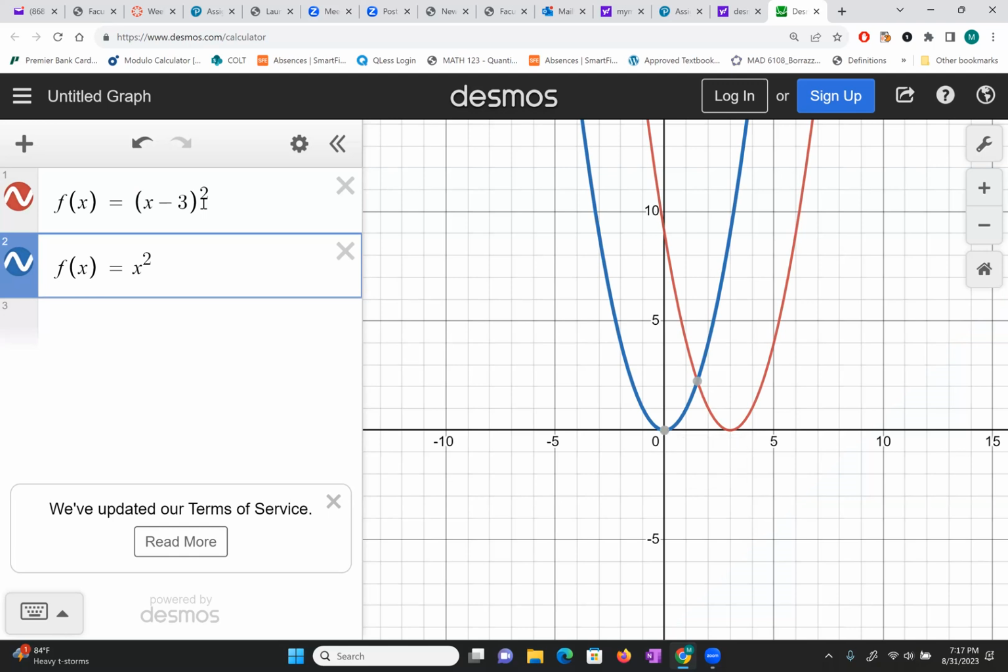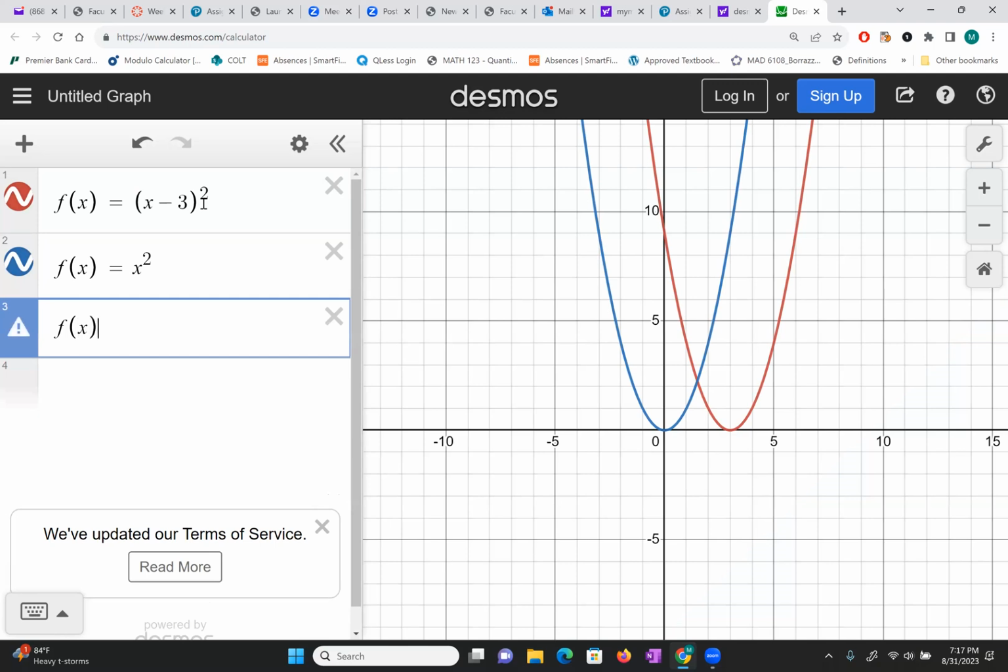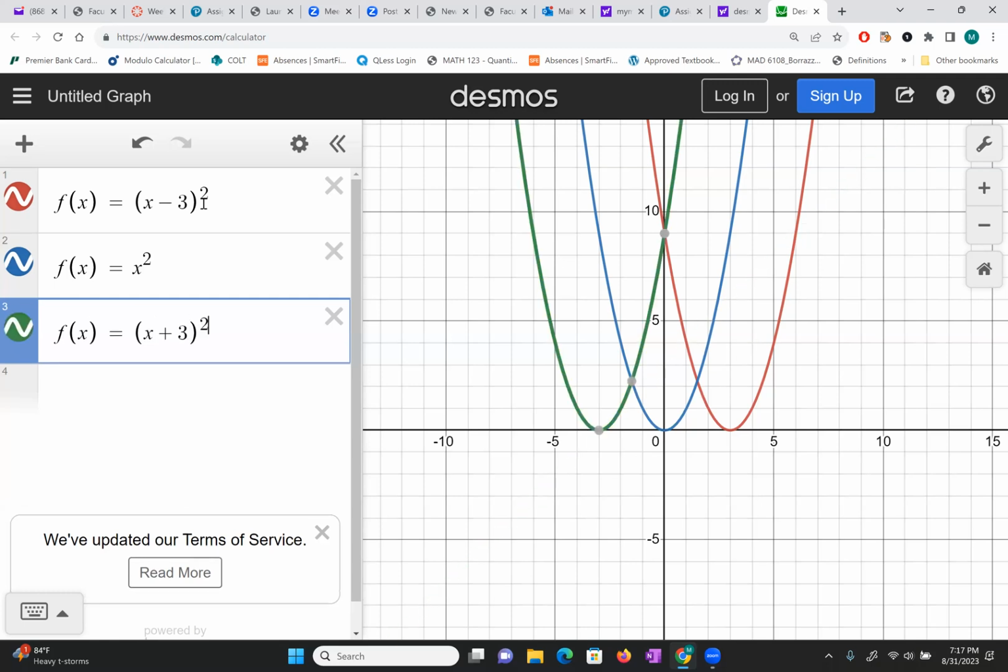Okay, look, I'm going to do the third shift here. If I have f of x, and I say to you, this is going to be x plus 3, and let's go ahead and square that one. What happened there? Which way did it move? To the left. So I want you to remember this model to help you with the shift.